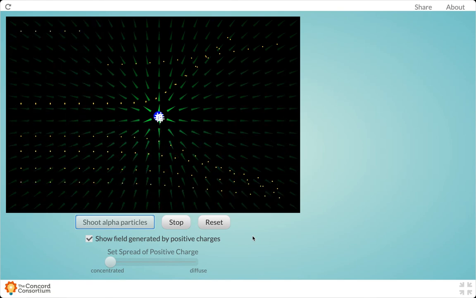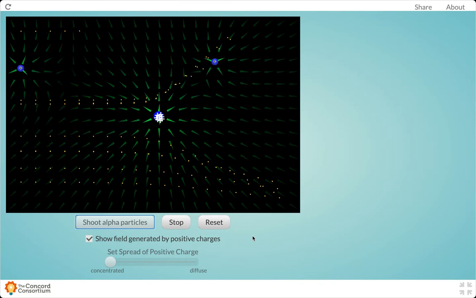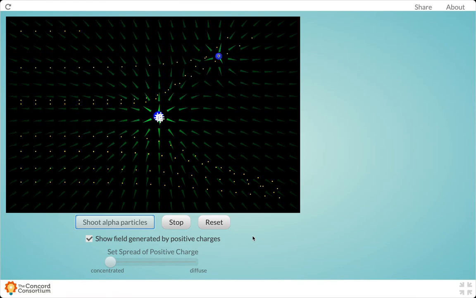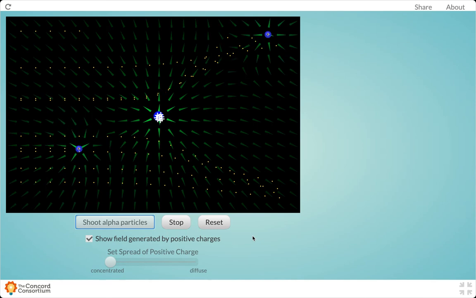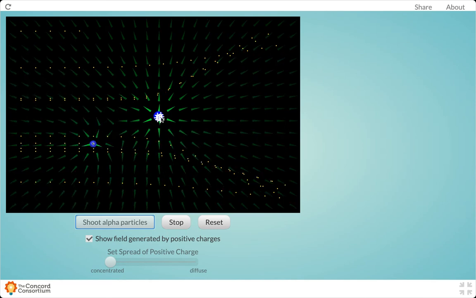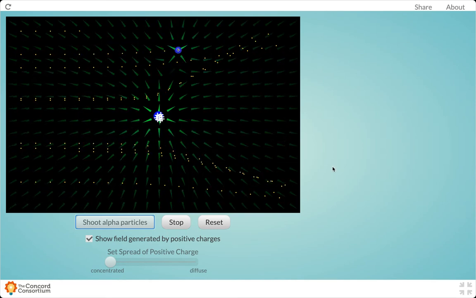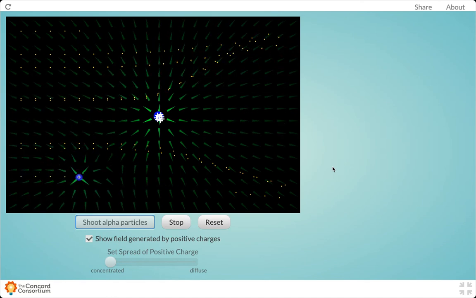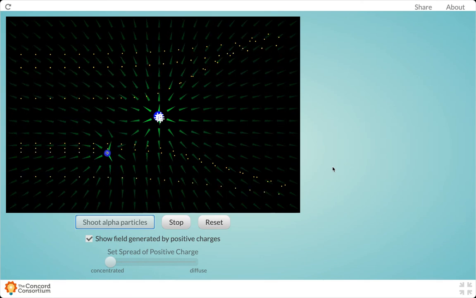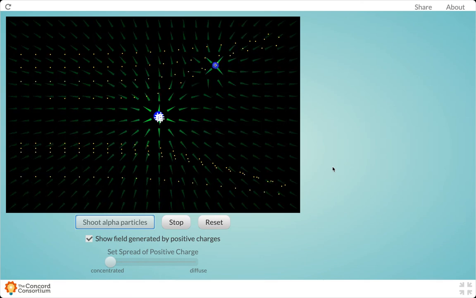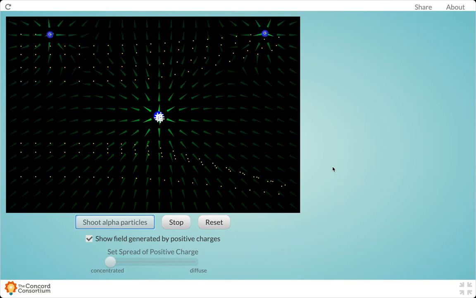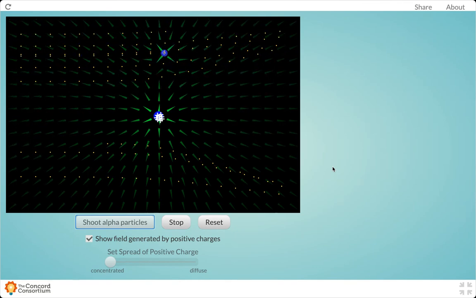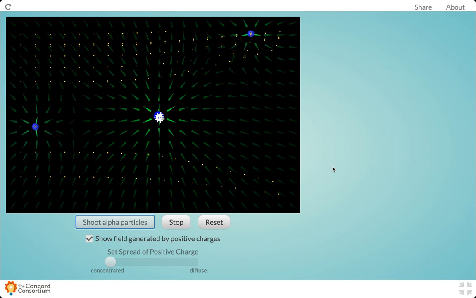I'm hoping that at some point along here, we will see one of these alpha particles run directly into this positive clump here, because if that does happen, I've seen it before, I promise. If that does happen, it does bounce immediately right back towards where the alpha particle came from. Now, this matches our observations the best.